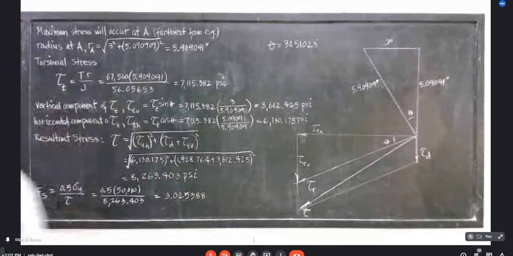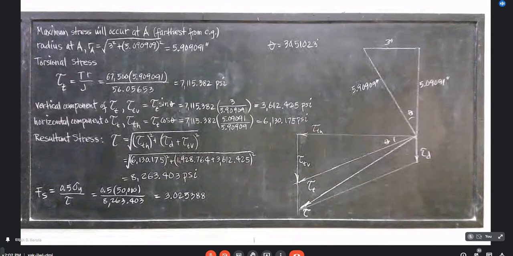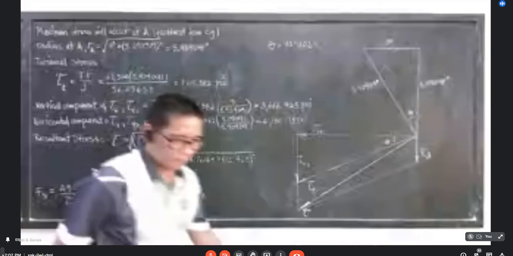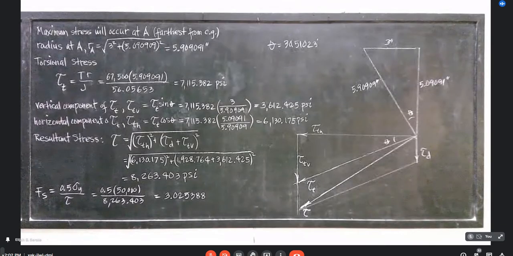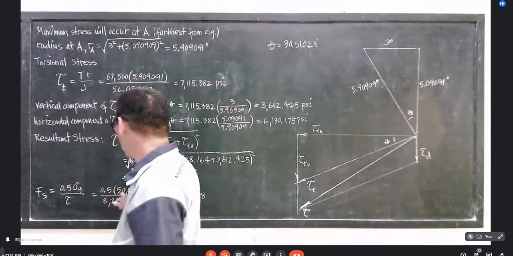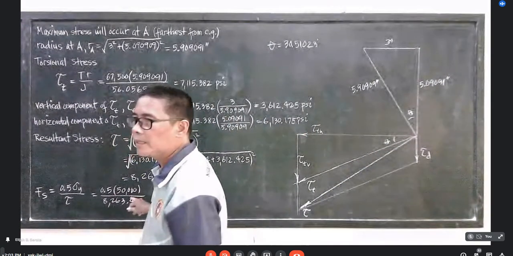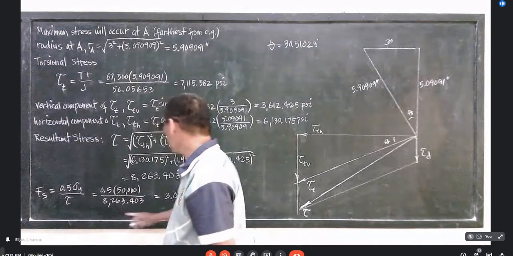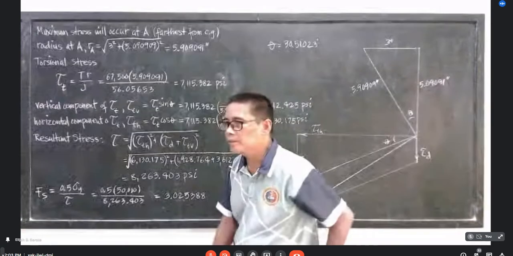Okay, after we have determined the resultant, of course, the factor of safety is the yield point in shear over the actual stress in shear. Okay, so 0.5 yield point in tension over the actual, so it is 3.02.